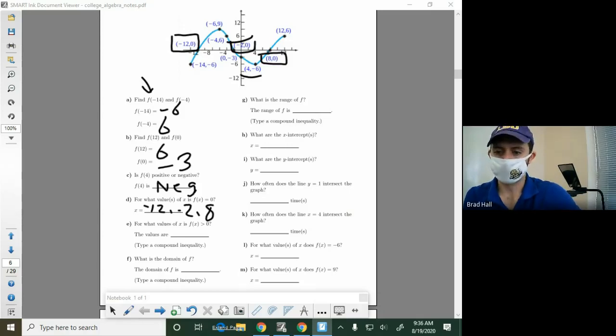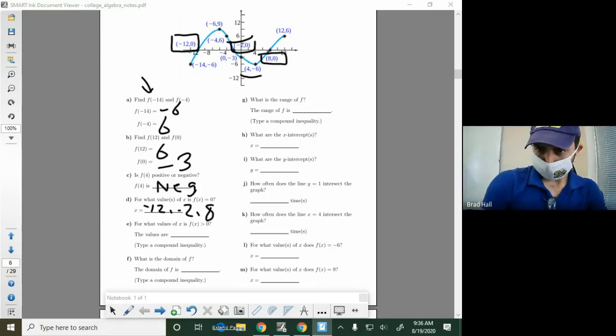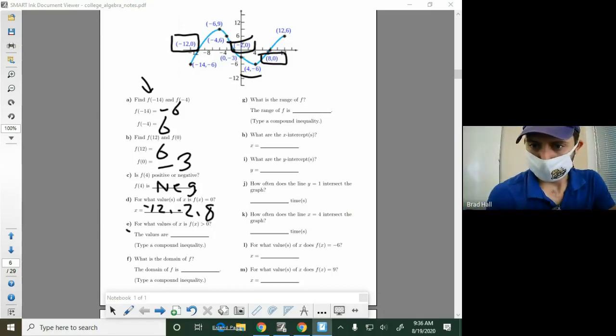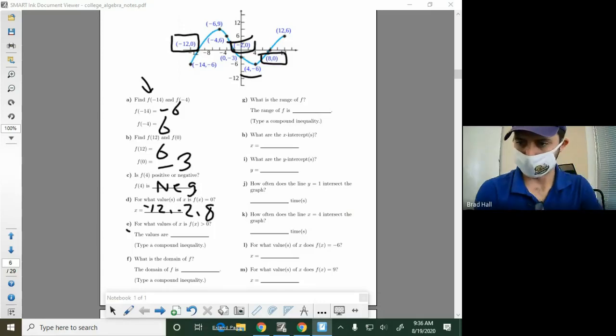For part E, for what values of x is f of x greater than 0? So for part E, I might do that work up over here on the left. Might need a little bit of room here.